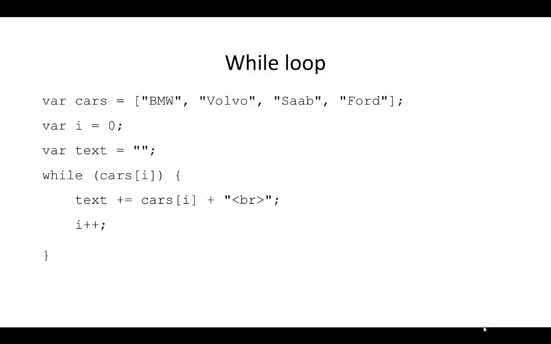So the next time the loop starts, i is now 1, gets Volvo. So it adds Volvo to our text and a BR for a carriage return on an HTML page. i gets increased to 2, come through the loop again, and I get Saab.